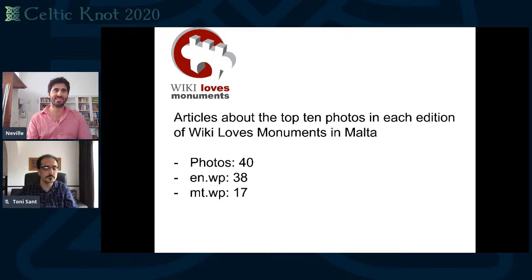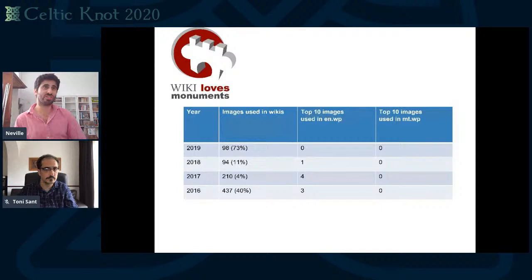And we must say that many of these 17 are actually more related to the locality in which the monument is located rather than specific to the monument itself or to the figure itself. If we look at how many of these images have been used in both English and Maltese language Wikipedias, we can see that in English language Wikipedia, we have a total of 8 photos that have been used, but there have been none whatsoever used in Maltese language Wikipedia. So again, that's something that's showing that we haven't really succeeded in turning the work we've done on Wiki Loves Monuments into engagement with Maltese language Wikipedia.